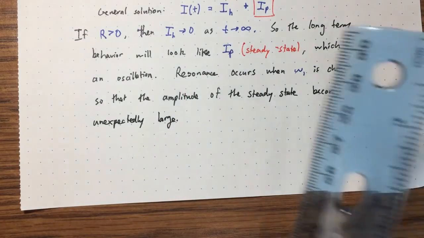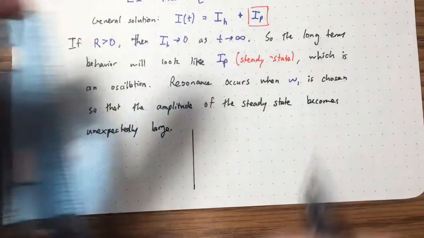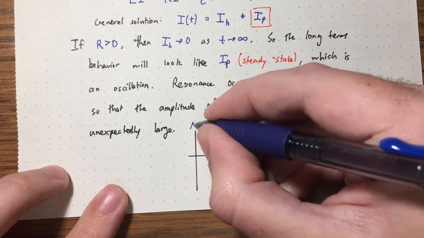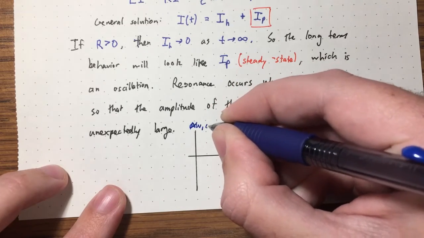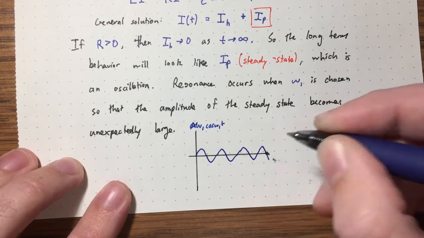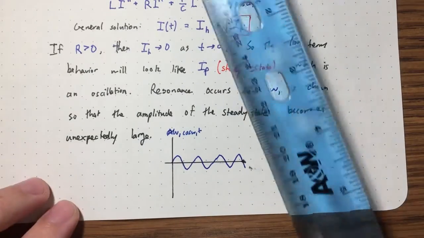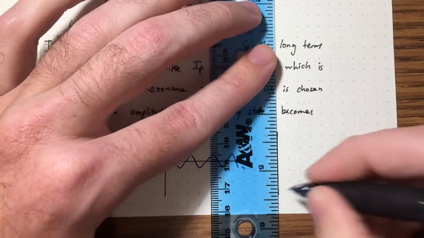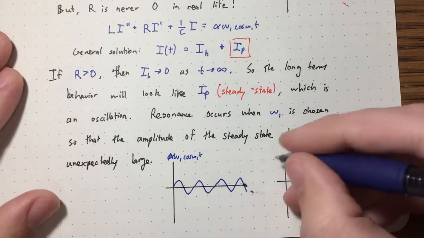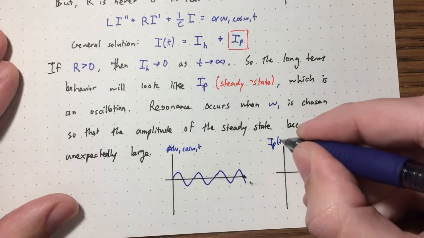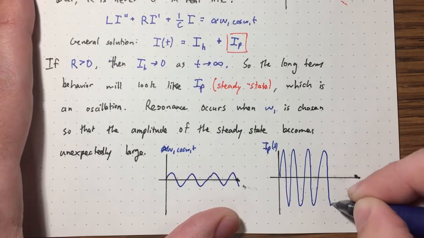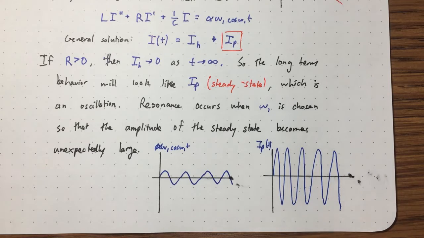So what's the picture of that? Maybe here's what my function alpha omega 1 cosine omega 1 t looks like. Maybe it's just something like this. Oh, I guess I drew a sine, but that's okay. I have some oscillation. And then resonance occurs when our steady state solution, which is I_P of t, is going to look something more like this. So, a large increase in amplitude.